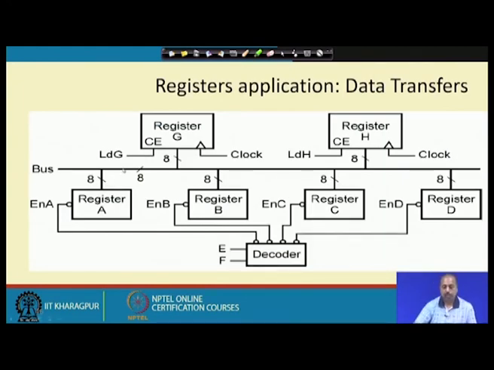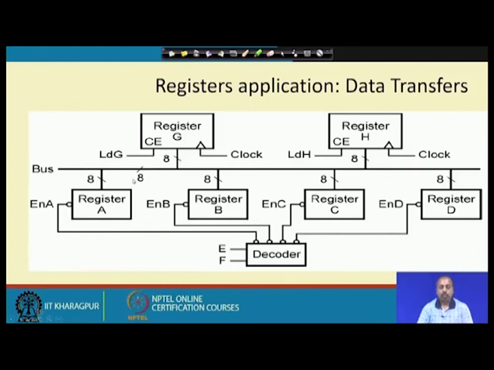So, this shows a typical diagram, like normally in an application that involves data transfer, which is very common in case of computer systems or the processors. So, we have got a bus, and from this bus a number of registers are connected. Okay. So, these A, B, C, D, G and H. So, these are a few registers, and each register is connected to the same bus.